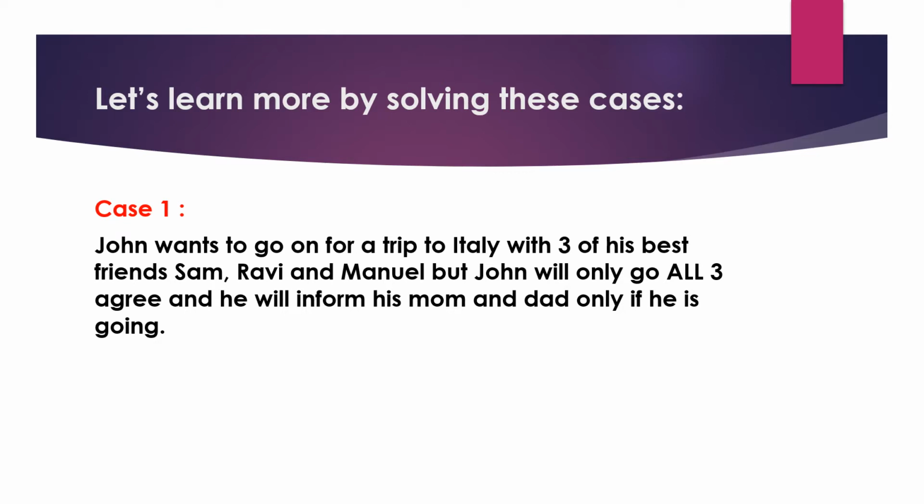Let's try to understand more about promises by solving these cases. So the first case is John wants to go on for a trip to Italy with three of his best friends, Sam, Ravi, and Manuel, and John will go only if all three agree, and he will inform his mom and dad only if he's going. So John would ask Sam. Sam can take some time to return a response. Similarly, Ravi and Manuel can take some time to return a response. And eventually, if all three say yes, then only John will go and he will tell his parents. So let's try to do this in JavaScript.